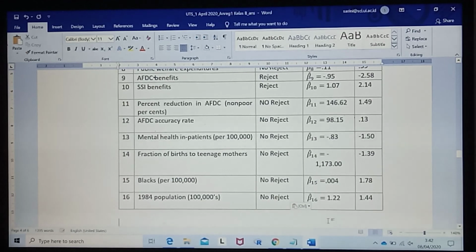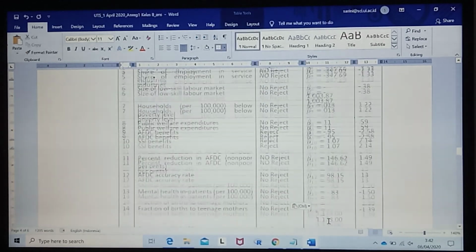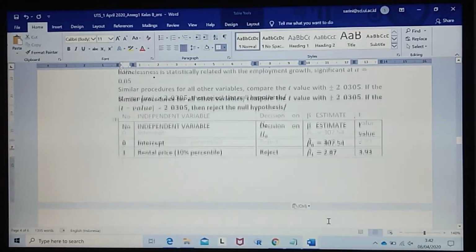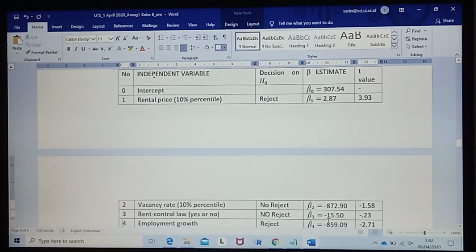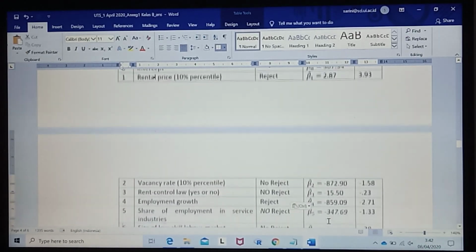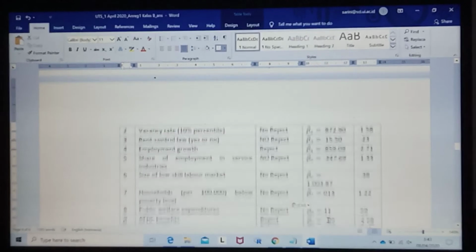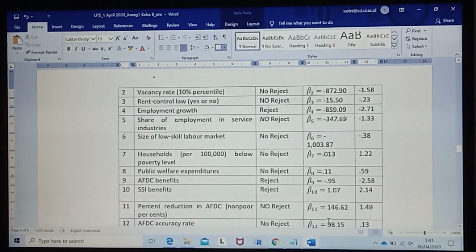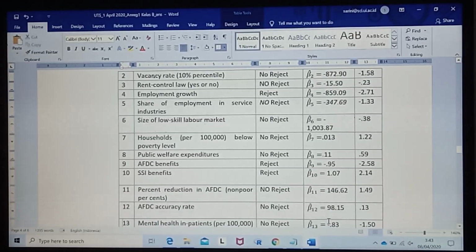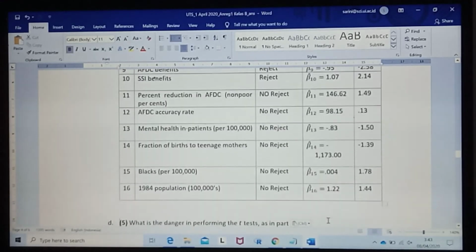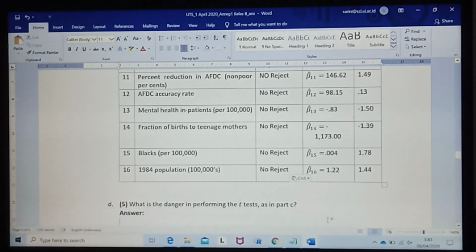So in here we can get the conclusion that among those 16 variables, there are only rental price, employment growth, AFDC benefits, and SSI benefits that are statistically significantly related to the number of homelessness at the significance level of 5%.